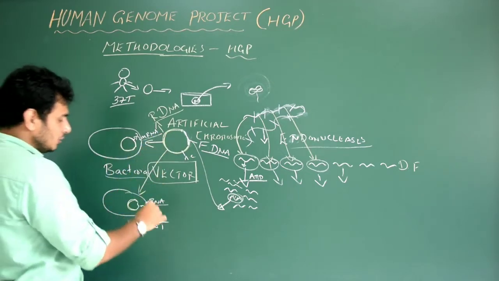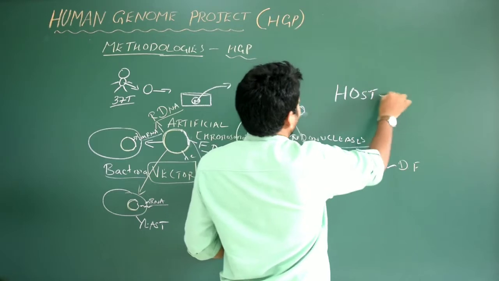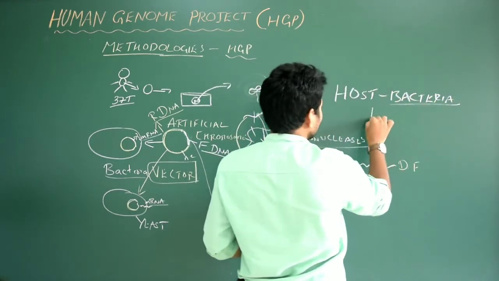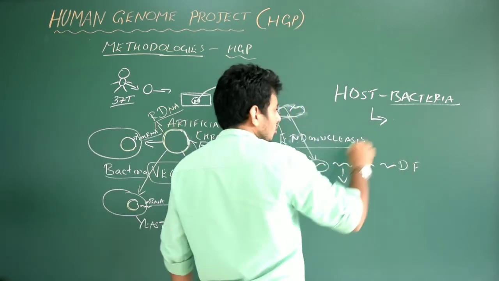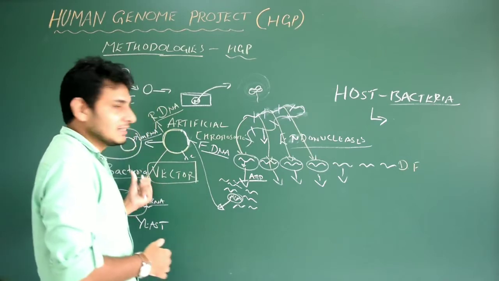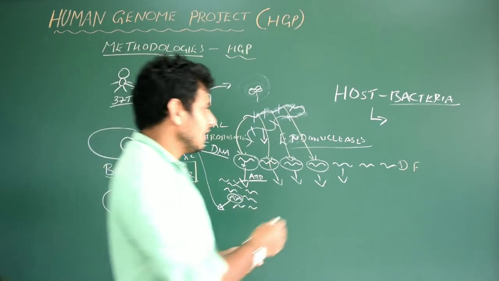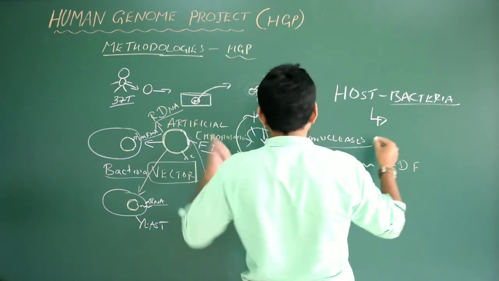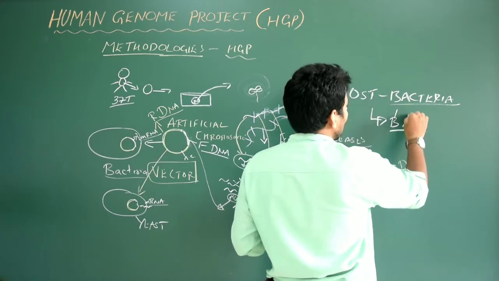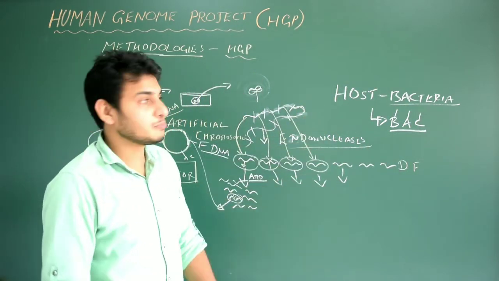Now let me tell you the two vectors. If I am using bacteria as host, obviously I need to build an artificial chromosome which is compatible within the bacterial cell, so that it will replicate within the bacterial cell. That type of vector, the artificial chromosome, is called BAC. What is BAC? Bacterial artificial chromosome. Note this one, very important. You may get this question.